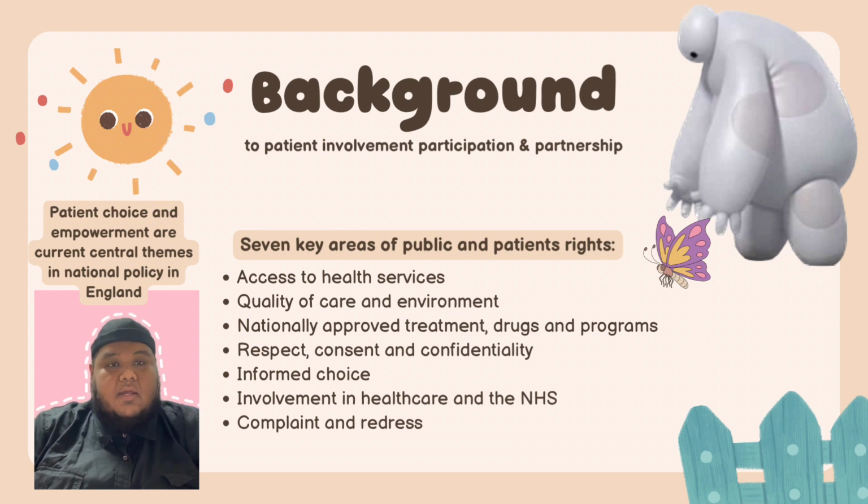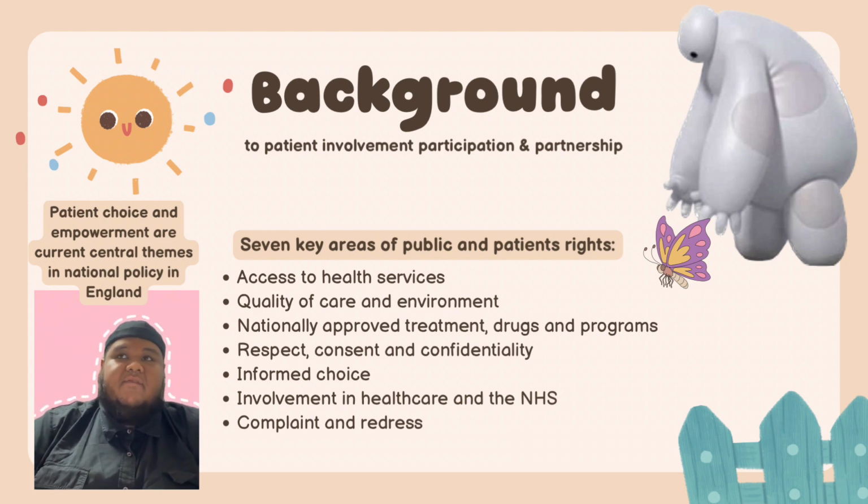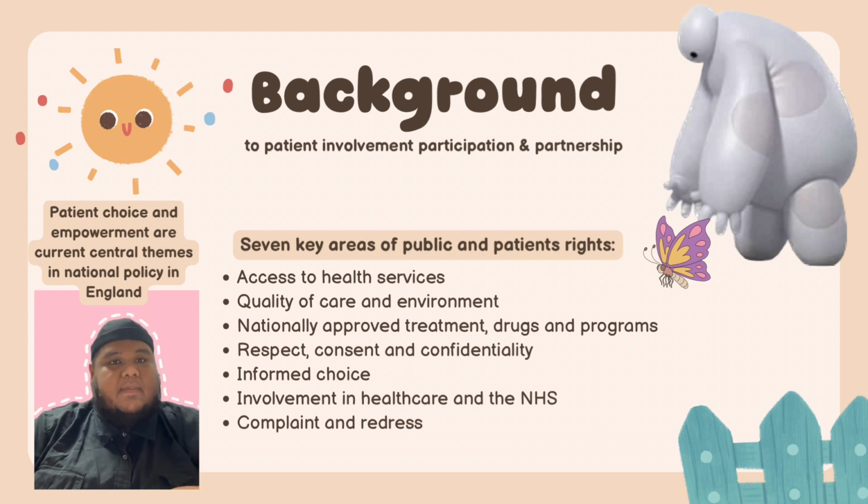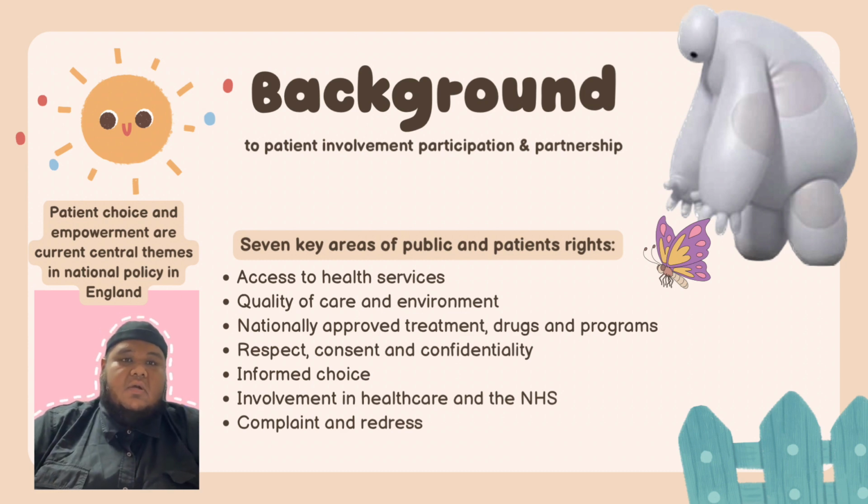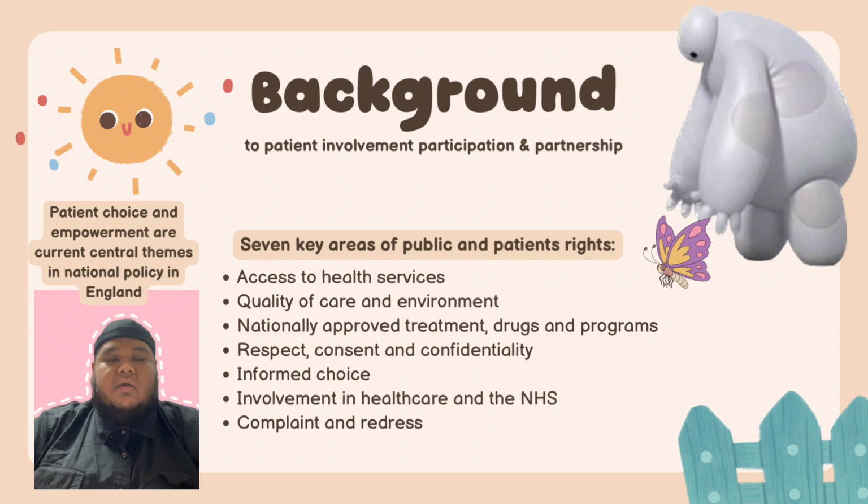So there are 7 key areas of public and patient rights. The first one is access to health services. All patients must have the right to access any health services at any time. Next is quality of care and environment. Patients should receive a good quality of care and a good environment while accessing health services. The third one is nationally approved treatment, drugs and programs. Then respect, consent and confidentiality, and informed choices. So the patient has the right to be informed of all the choices that they have, so they can make decisions.